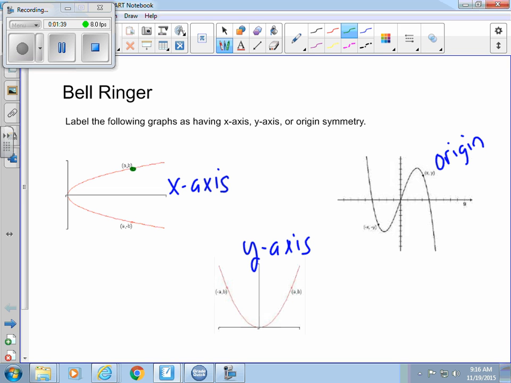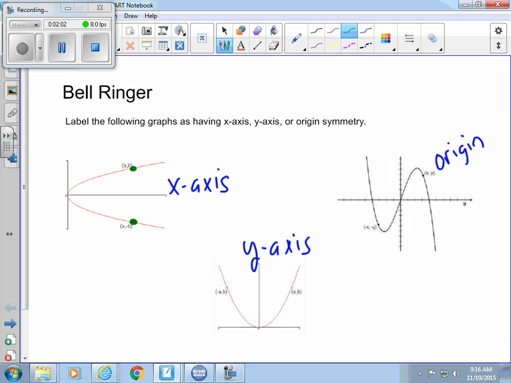If I have a point up here, would the corresponding point down there have the same x value, but the y value would be negative? Yes. So if I plugged in a negative y, I should get the same x value as if I plugged in a positive y. Everyone agree with that? Yes.